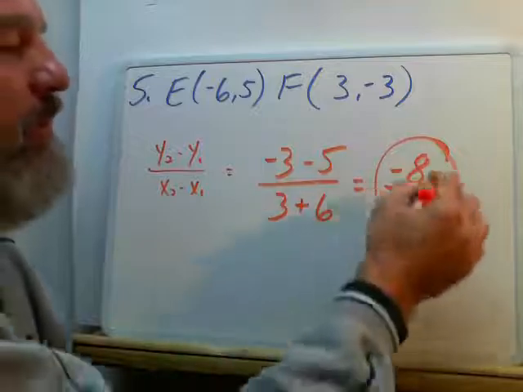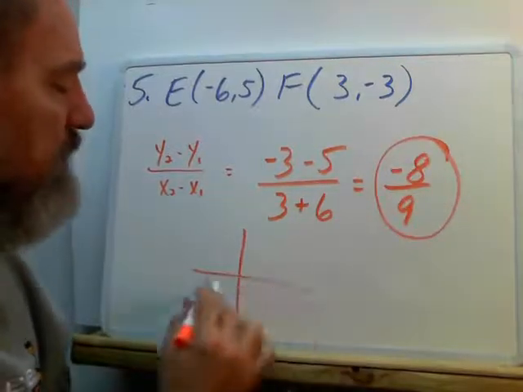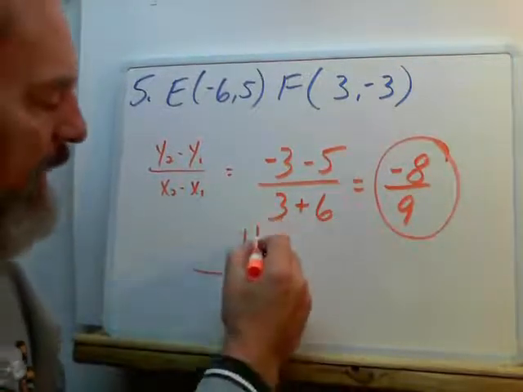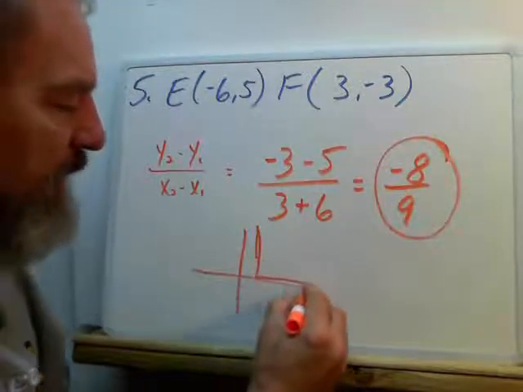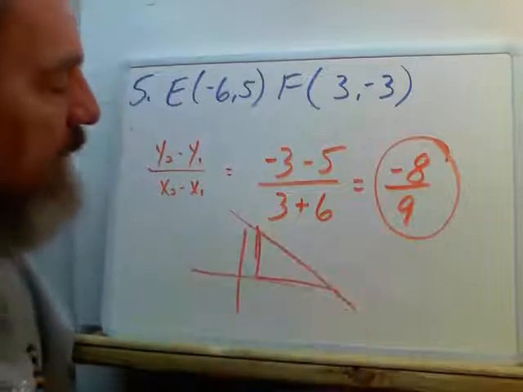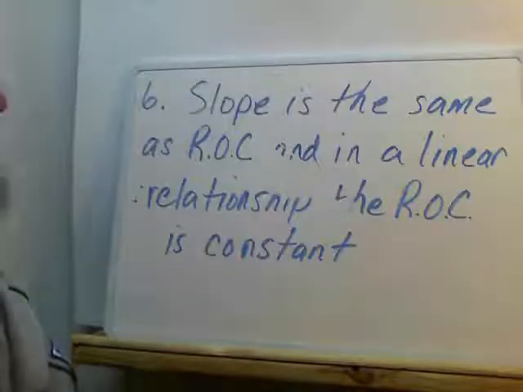So the reason that we want to leave it like this as a slope, think about this. You could see this line, it would be dropping 8. If we drew this line, it would drop 8 for every 9, so it would be at a slope about like that.